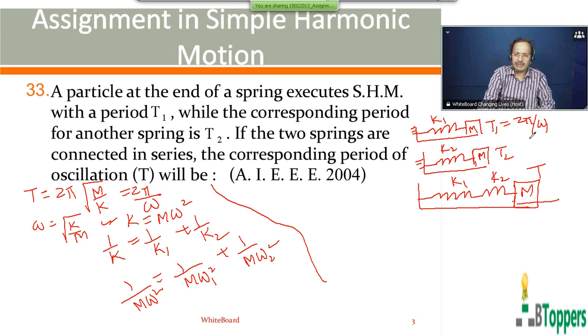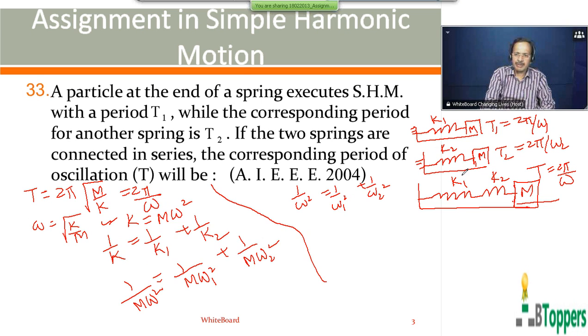Omega is the angular frequency of oscillations when the two springs are connected in series. So therefore you get 1 by omega square equal to 1 by omega 1 square plus 1 by omega 2 square.